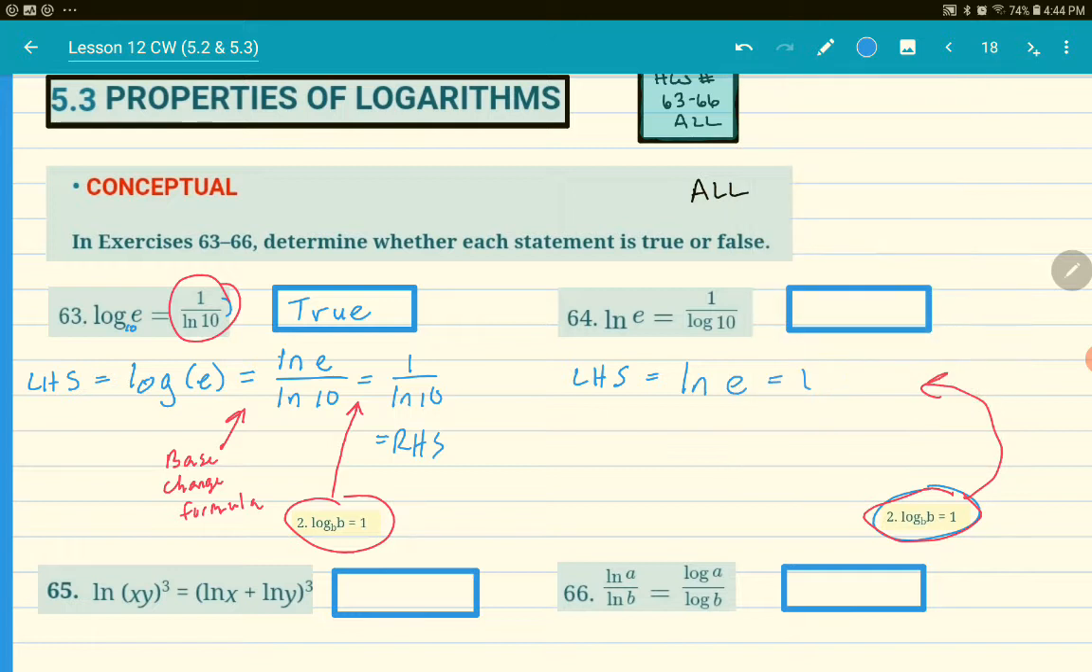I'm actually going to do a little different technique this time. I'm looking at the right-hand side now. I can only look at one side at a time because I don't know this is equal. So I can't use that property of equality, but I can look at one side at a time. So now looking at the right-hand side, I have 1 over log of 10, and I know that common log is base 10, so that's log base 10 of 10, which again is 1 for that same property. So we're using property 2 again there. So now these are both equal to 1. So that means that the left-hand side does equal the right-hand side, which tells me that this is true.